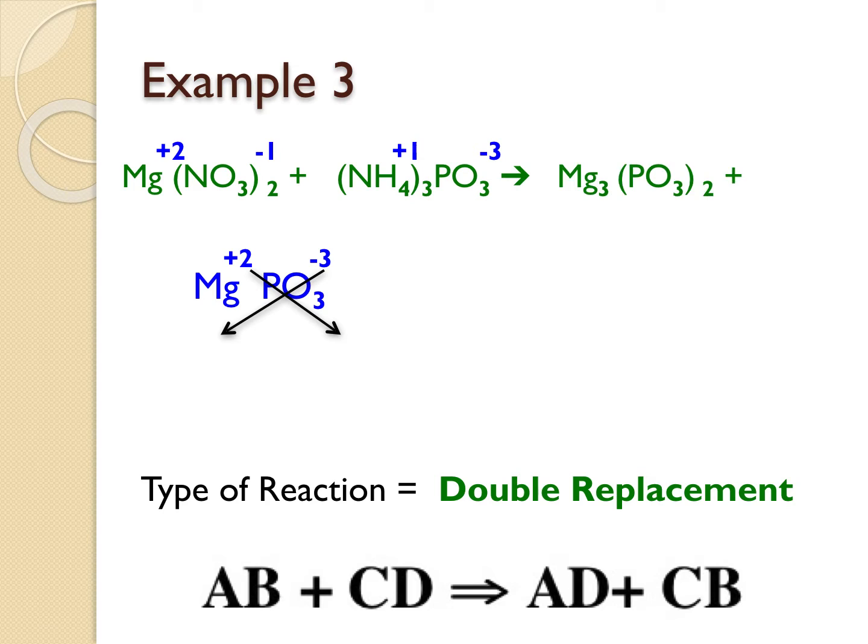And we get Mg3(PO3)2. Alright, so I'm done with that. Let me get rid of that one, and let me bring down our other pairing.